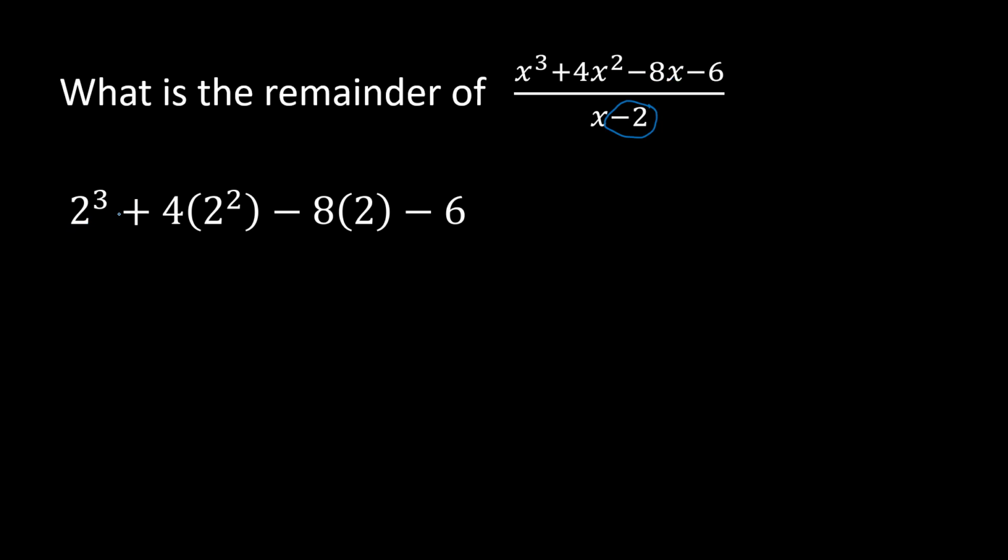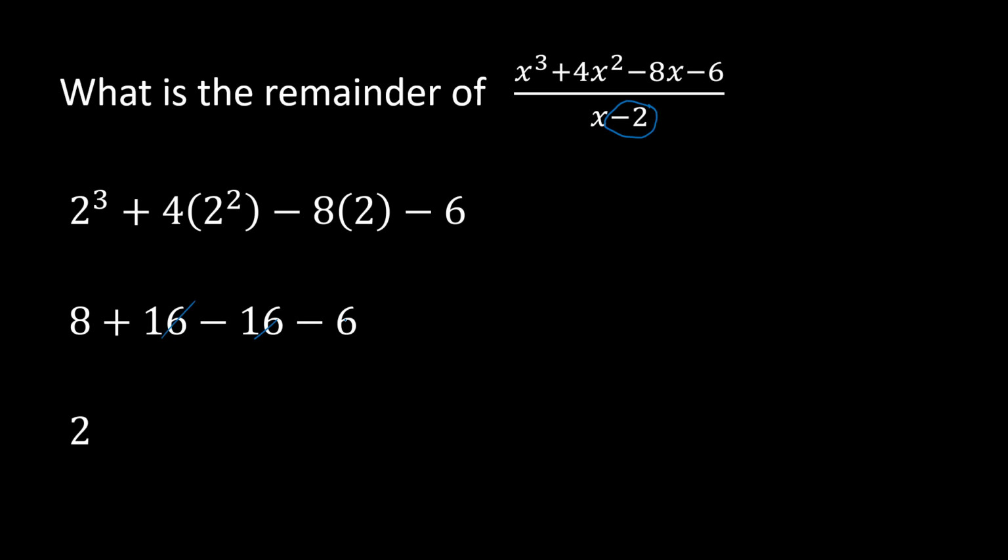So 2 to the third power is 8. So we have 8 plus, and then 4 times 4 is 16, minus 16 minus 6. Well, 16 minus 16 is 0, and 8 minus 6 is going to be 2. So the remainder is going to be 2.